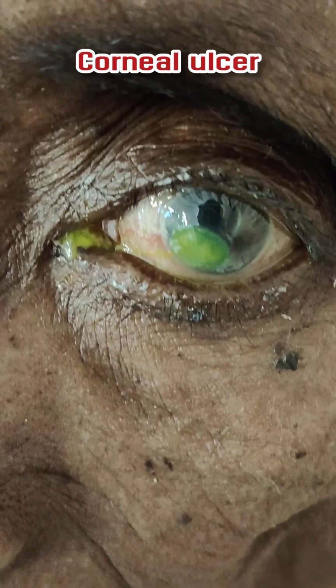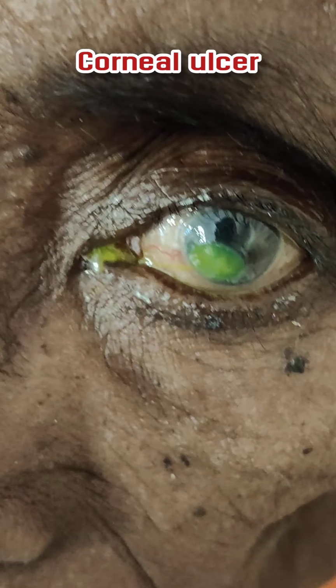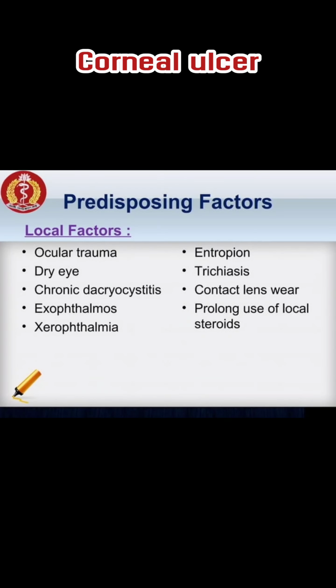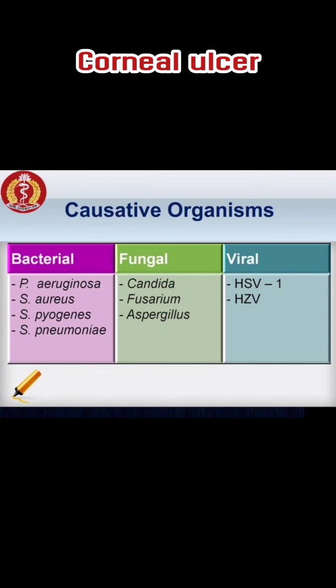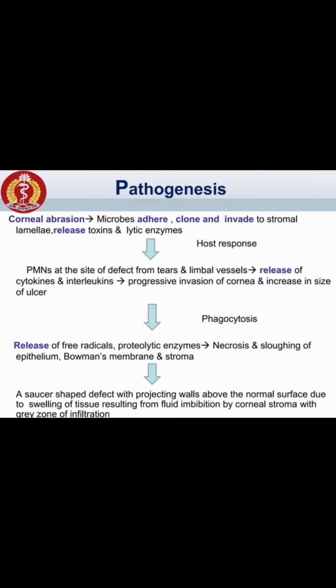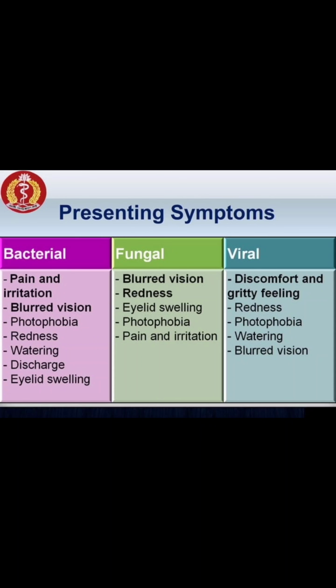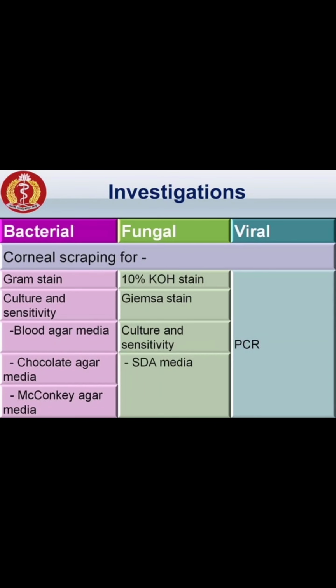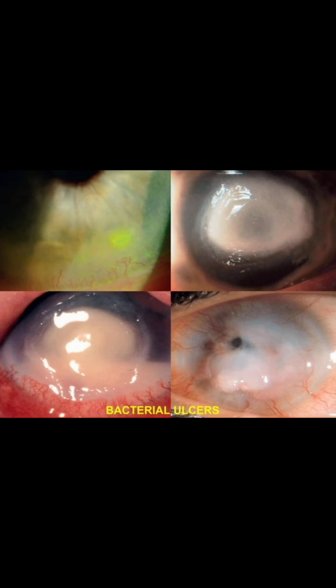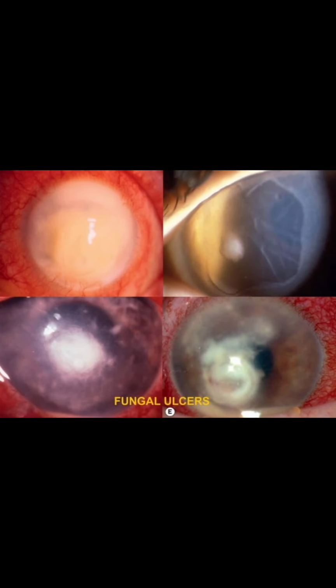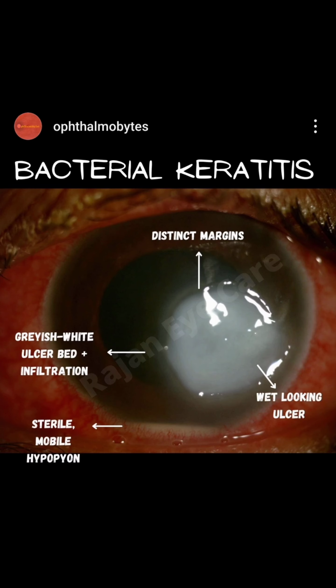When a patient with a corneal ulcer comes to our OPD, we have to identify whether it is a bacterial or fungal ulcer. Predisposing factors are local factors. Causative organisms include bacterial, fungal and viral. Pathogenesis includes corneal abrasion followed by recruitment of inflammatory cells to the site, and presenting symptoms.